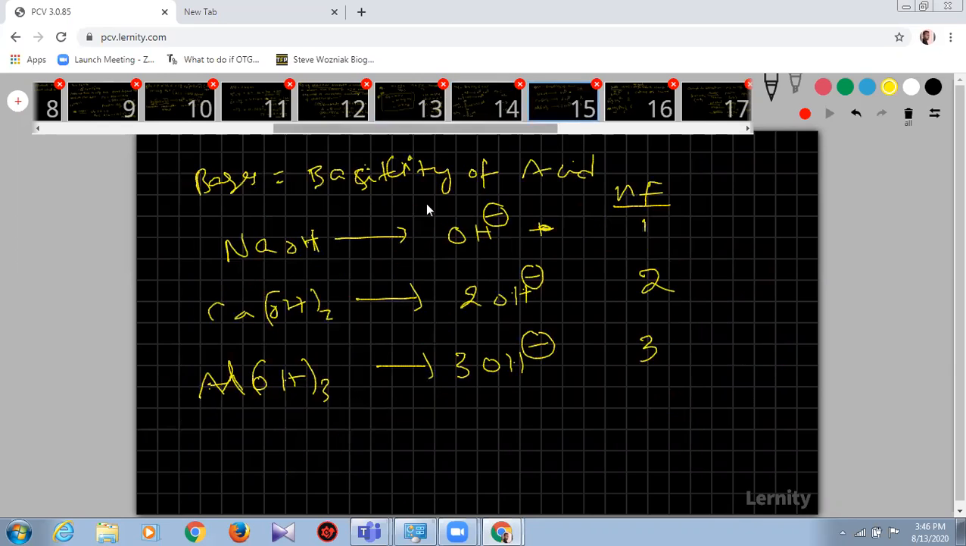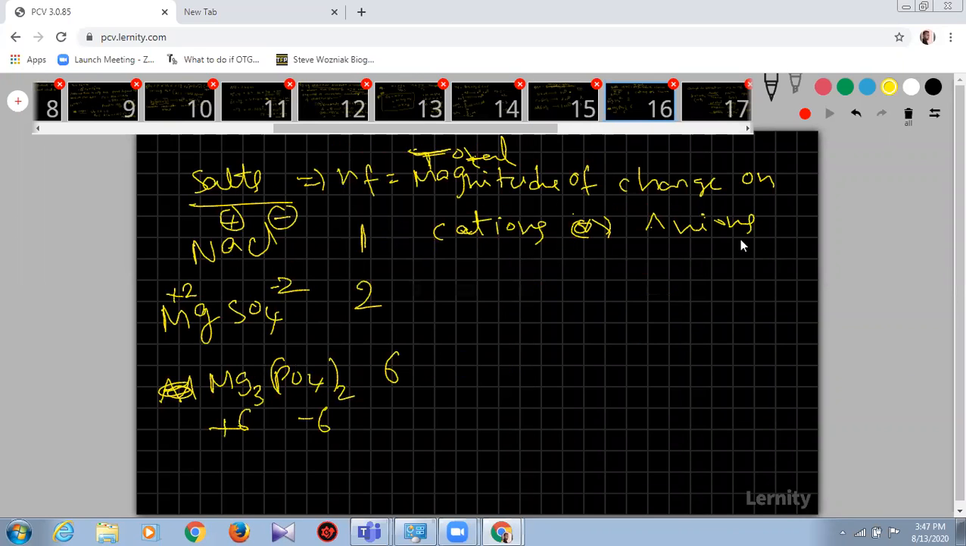Next, 15th. Sorry, this is the acidity of base. Strike it off. Here, acidity of base. Next, 16th: total magnitude of charge on cations or anions.